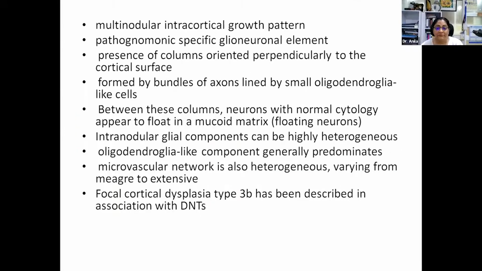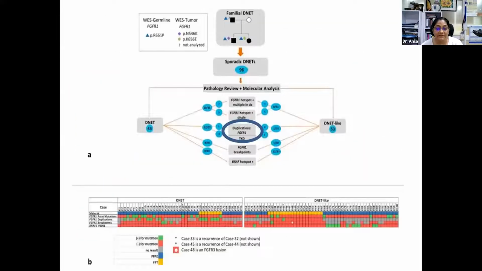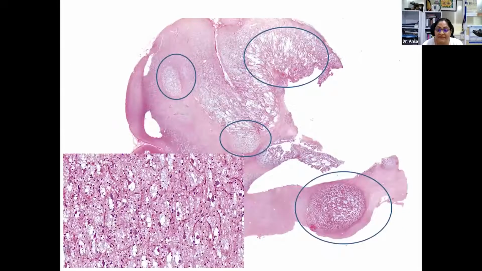I think I have lost the HE of this. Oh, here it is. I'll first discuss the HE. So this is the tumor where we are seeing multiple nodules of tumor. Like these are the nodules of the tumor, and one can appreciate even at this part that there is a lot of myxoid matrix and some edema kind of a thing. And here, the astrocytes are surrounded by the neurocytic cells, and these are the neurons which are floating in the myxoid matrix.